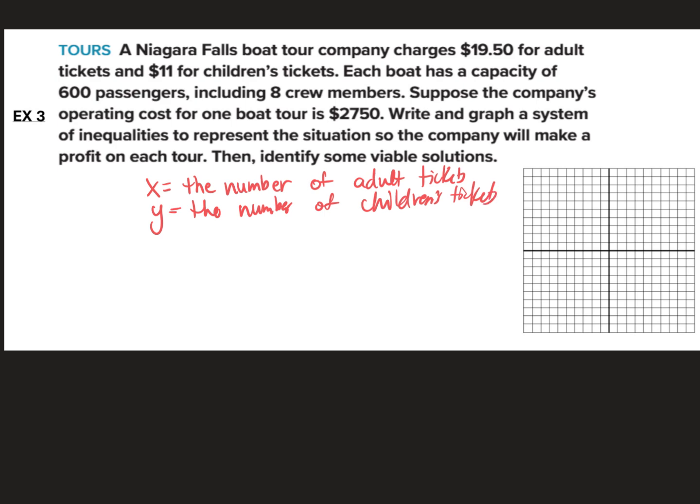And then I can write my equation. I need to figure out, I'm going to grab a highlighter. I need to put all the people together. So 600 passengers, including 8 crew members, plus the X and the Y. So it can hold a maximum amount of 600 passengers. So less than or equal to 600. X plus Y plus 8 is less than or equal to 600.